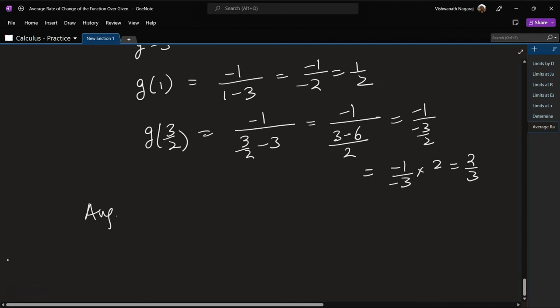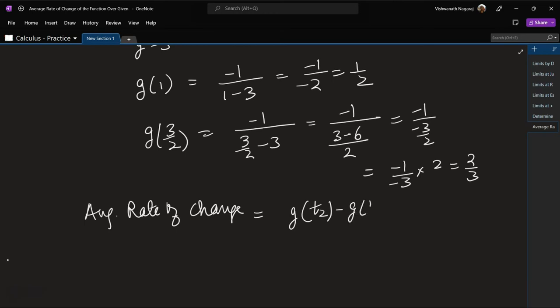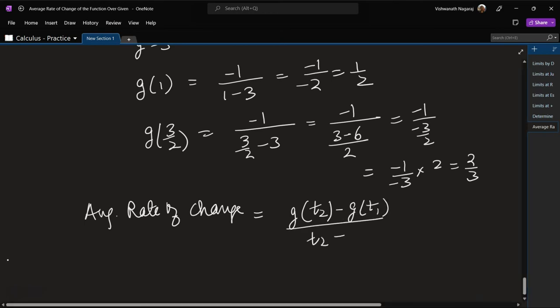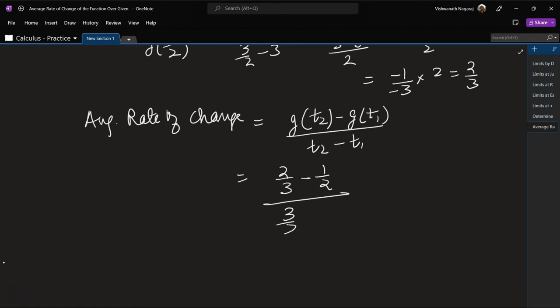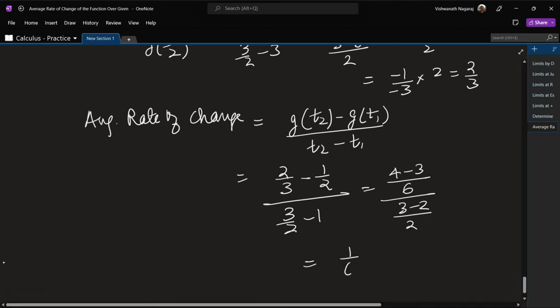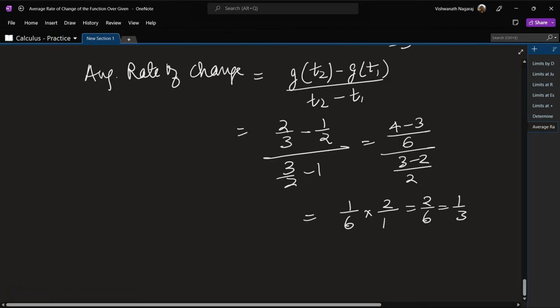And the average rate of change is equal to G of t2 minus G of t1 by t2 minus t1. So this gives us 2 by 3 minus half by 3 by 2 minus 1. So this gives us 4 minus 3 by 6 by 3 minus 2 by 2. This gives us 1 by 6 times 2 by 1, which is 2 by 6, which is 1 by 3. Okay, so that is average rate of change.